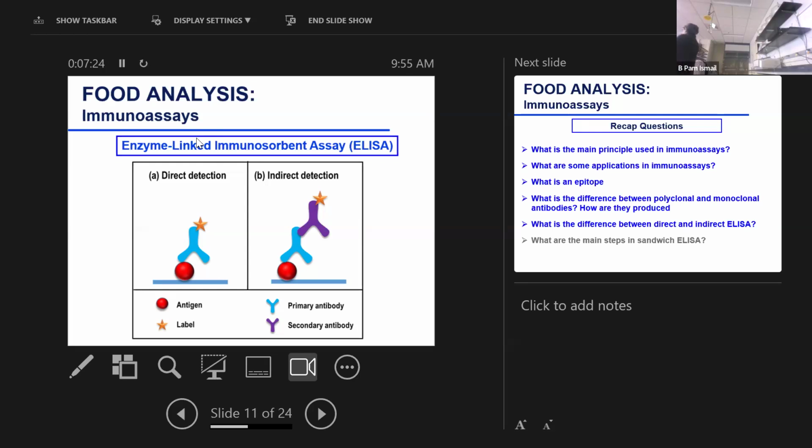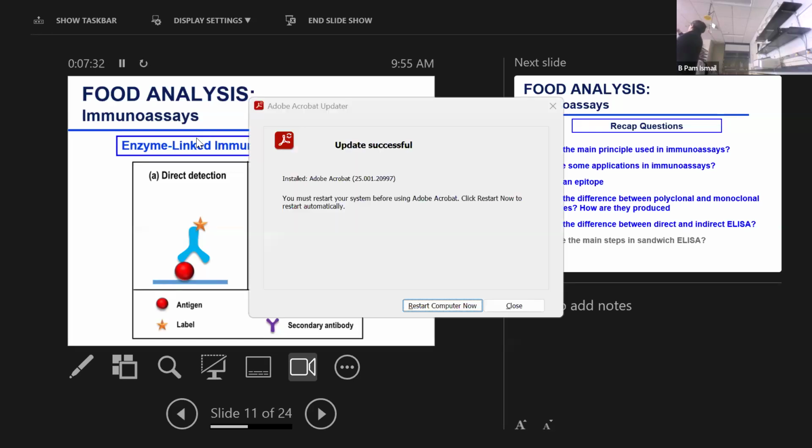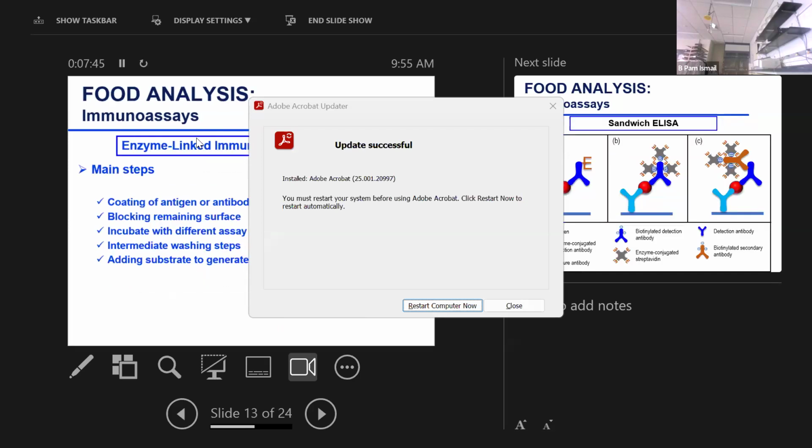No, we'll talk about that. Sometimes, like in sandwich ELISA, you have the capture antibody that will capture the antigen, and then that's sandwiched by the primary or detection antibody. We'll talk about that. Okay. So, main steps, I'm going to draw this so that you can visualize it, maybe I'll use this other marker.